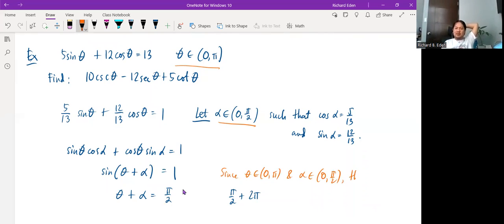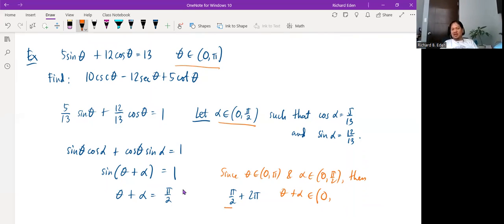Okay, tama na, bawal na. Then, what can we conclude about theta plus alpha? They are complementary. 90 dapat po, exactly. Pi over 2. And complementary ba sila, theta and alpha? De, kasi hindi pa nga tayo sure na pi over 2 eh.